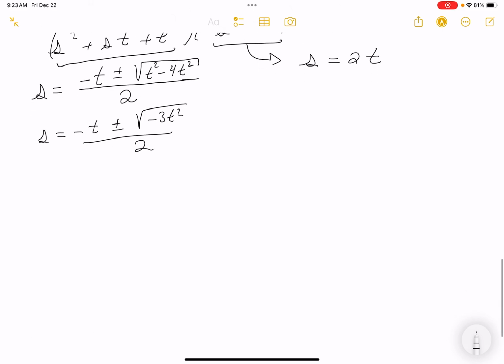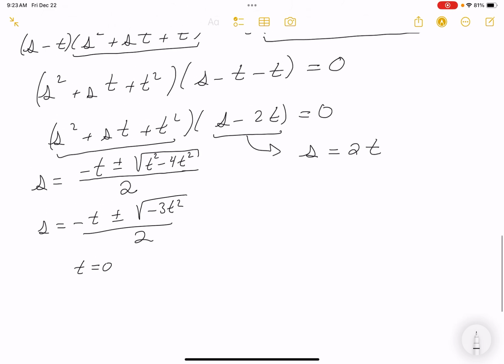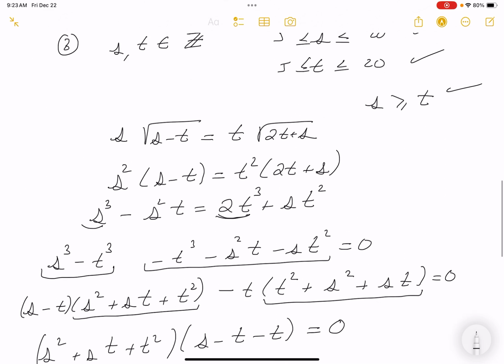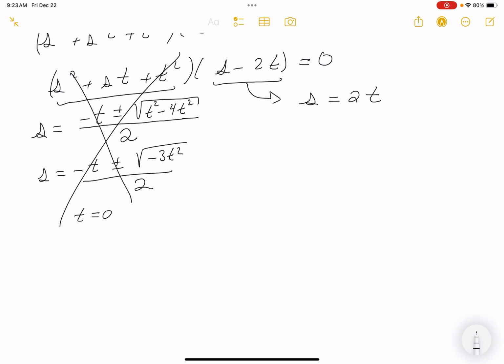Well, the only way this could be true, because remember that these must be integers, t has to be 0. And that's not a possibility, by the way. And why do I know that? They told me that t was greater than 5. So this is out of the question. So I'm left with this one over here, right?